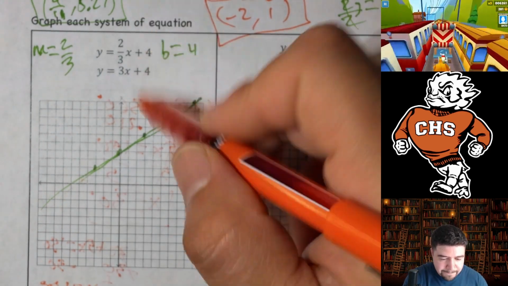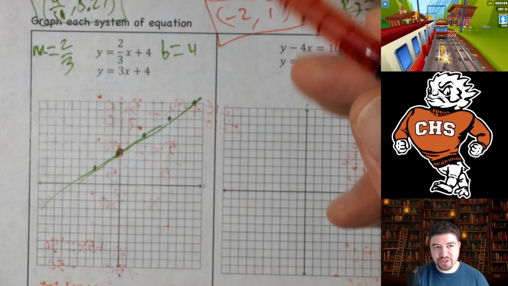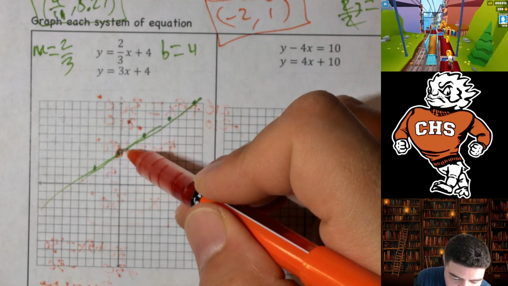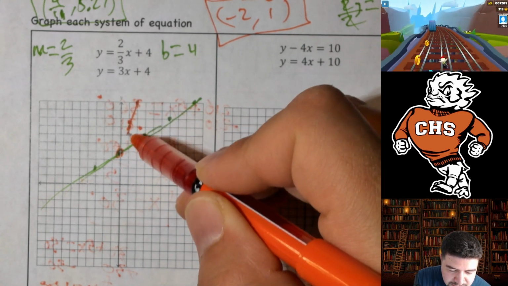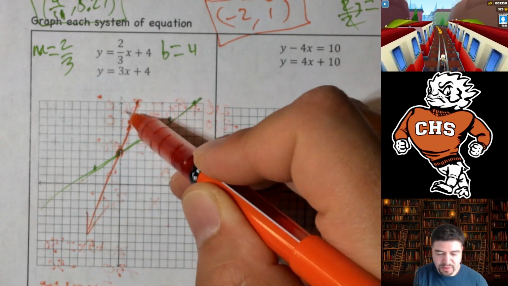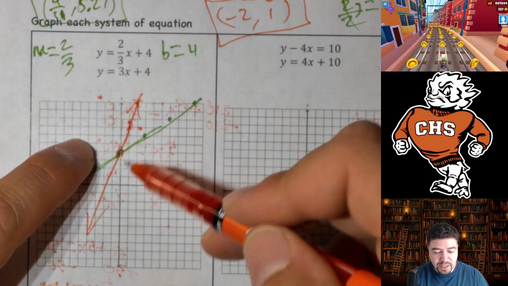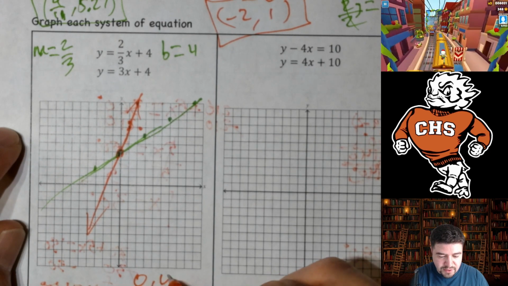For the next line, the y-intercept is positive 4 again. So we actually don't even have to do more work because we already have a point of intersection. But I'm going to go ahead and draw what the line would look like anyway. Here you can see this is where the two lines intersect by going up 4 spaces. So that is 0, 4.